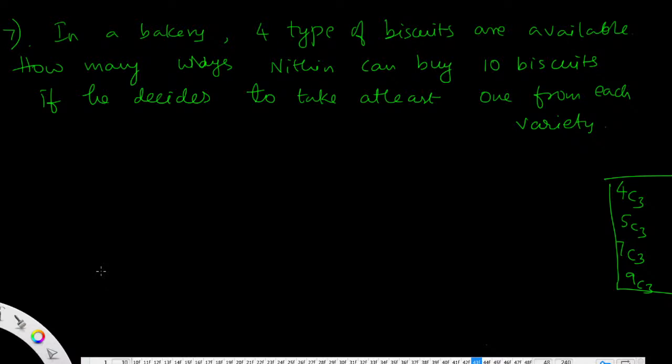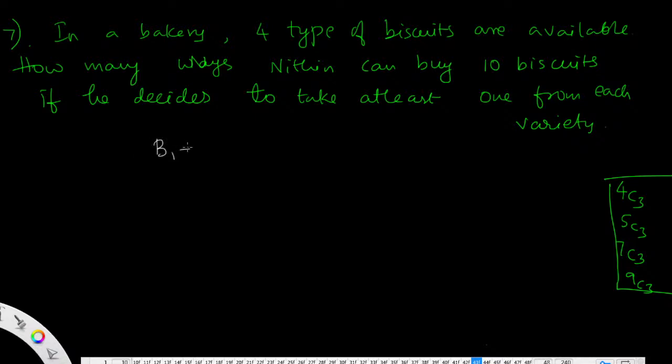Four types of biscuits are available. How many ways can Nitin buy? Yes. How many ways? Yes, 9C3. If he decides to take at least one from each variety. Super.